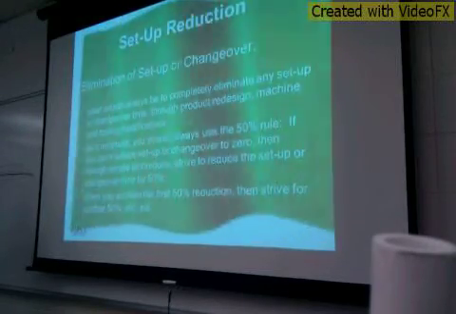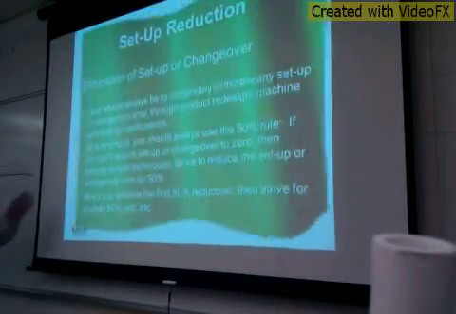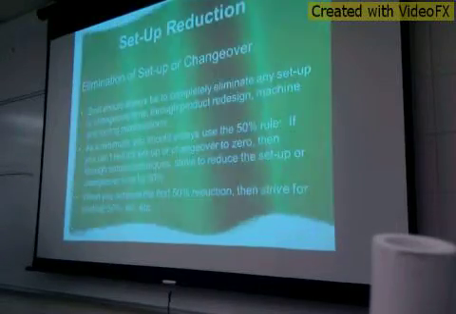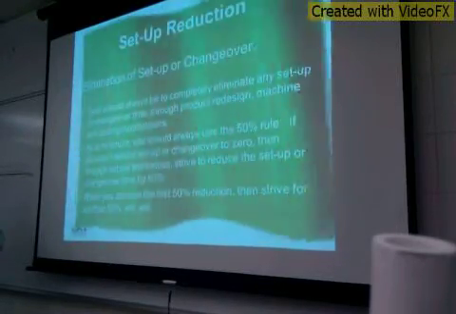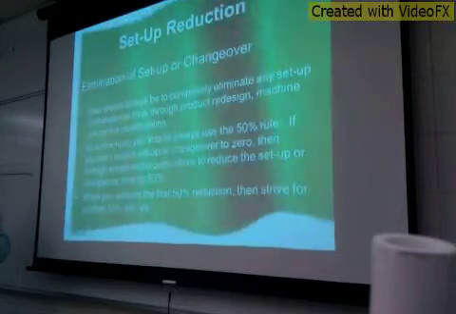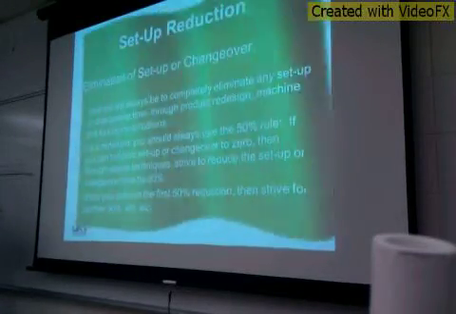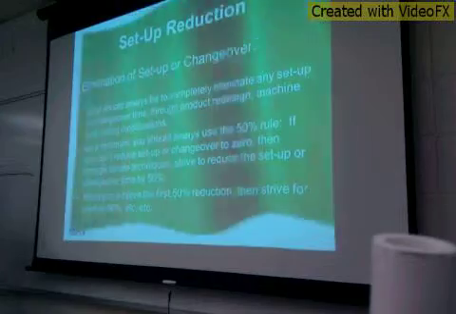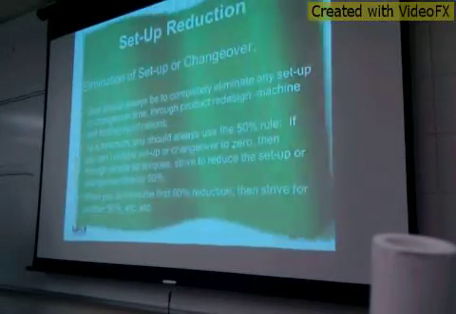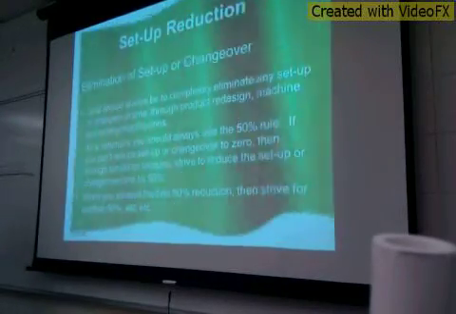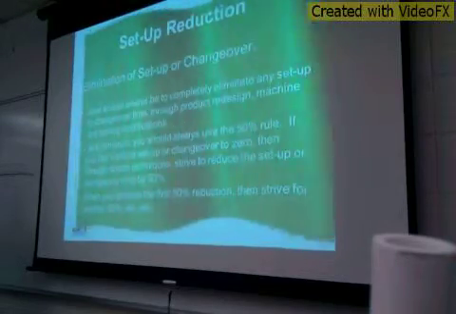Now, reduce lot sizes. You should reduce lot sizes only after you have successfully reduced the setup time. So basically, get your setup down and then start changing over faster. Okay? You with me so far? First, we reduce the setup time, and then we start trying to change over.